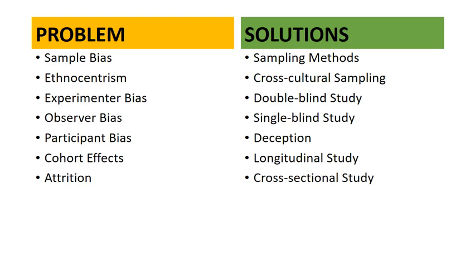For these last two problems, what is a problem for one is a solution for the other, meaning that the way to avoid cohort effects is to conduct a longitudinal study, and the way to avoid attrition is to conduct cross-sectional studies. Which actually illustrates a nice takeaway. There is no such thing as a flawless study. All studies will have some problems.